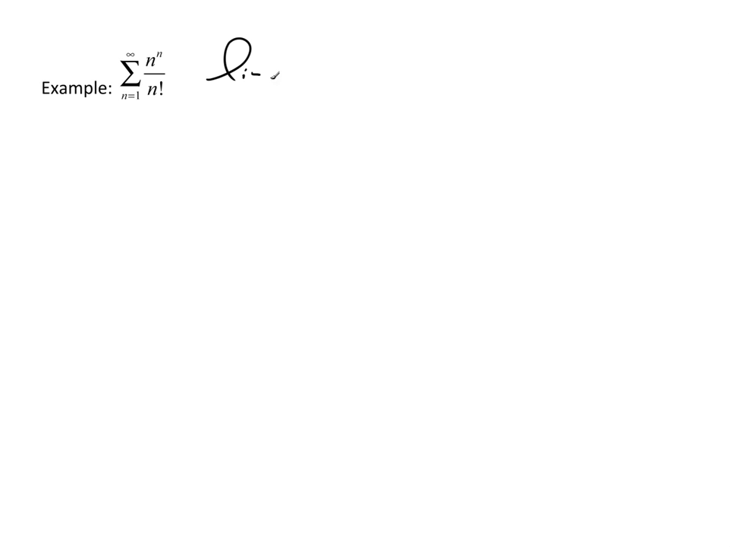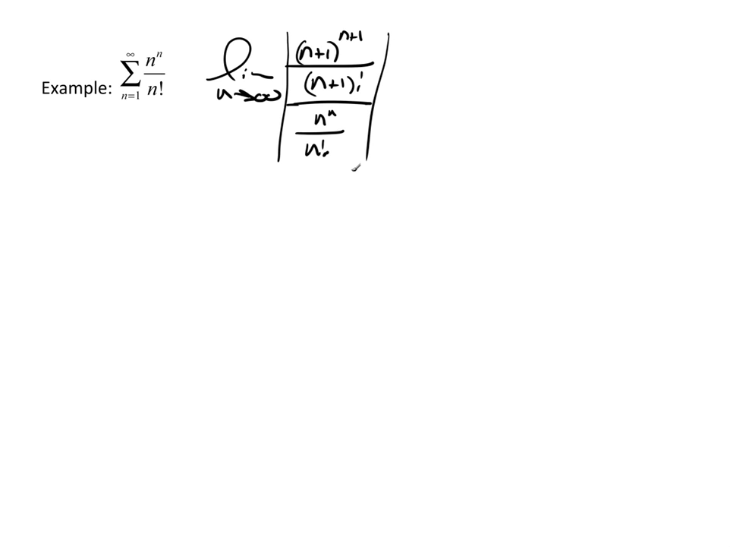So I'll take a look at the limit as n goes to infinity of (n plus 1) raised to the n plus 1 over (n plus 1) factorial. There's my a sub n plus 1. So I need to take this whole thing and divide it by a sub n, which is n to the n over n factorial. And again, looking at this, these are all going to be positive terms, so I don't have to worry about the absolute value.